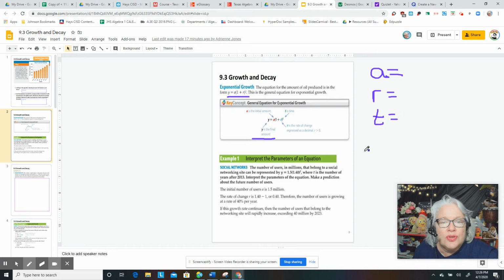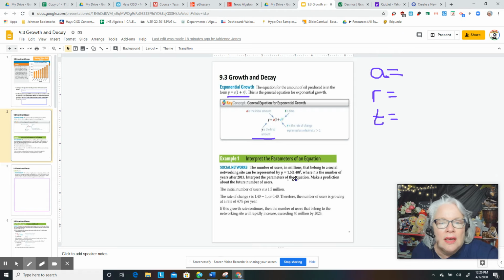All right, so social networks. The number of users in millions that belong to a social networking site can be represented by y equals 1.5 times 1.40 raised to the t power, where t is the number of years after 2013. Interpret the parameters of the equation. Make a prediction about the future number of users. So identify the parameters and you just break it down.